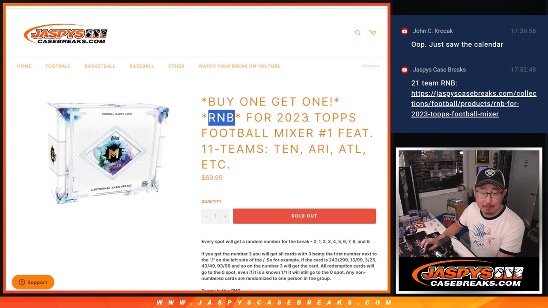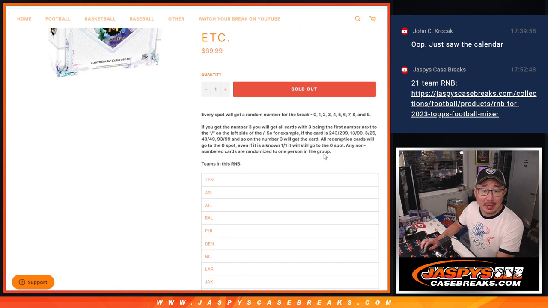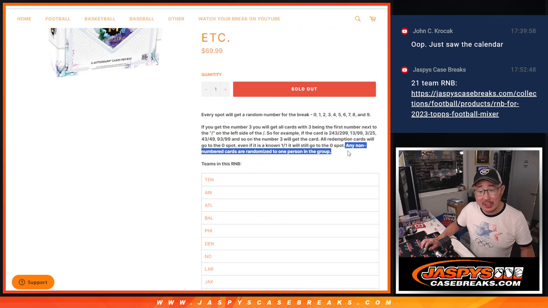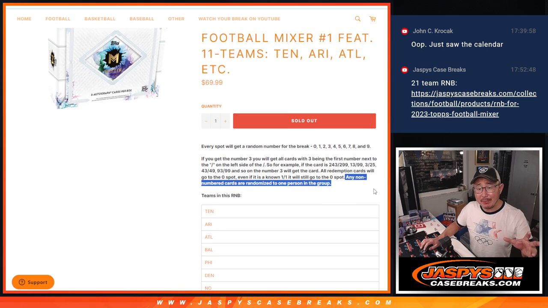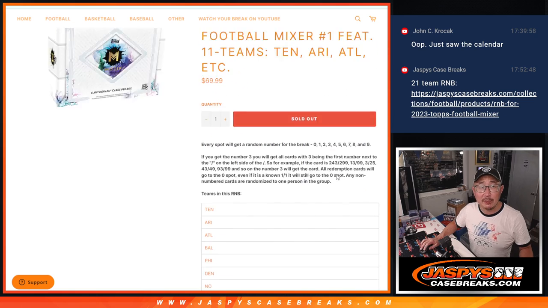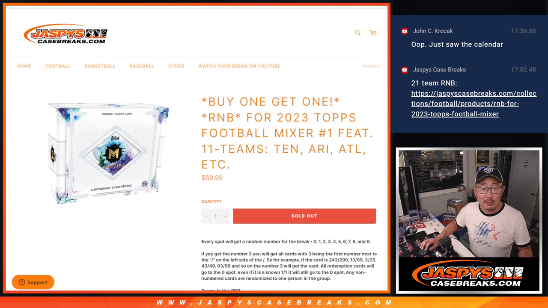Joe for JaspysCaseBreaks.com coming at you with an 11-team random number block randomizer for the 2023 Topps football mixer, number one. BOGO, a little buy one, get one action happening here. Also, there's going to be some non-numbered cards, which could include autographs. If they're hits, I'm going to separate them out and we'll randomize them separately. But the non-numbered base is going to be randomized to one person in the group. We'll do that randomizer in the break video. So those are the teams involved right there. Big thanks to this group.